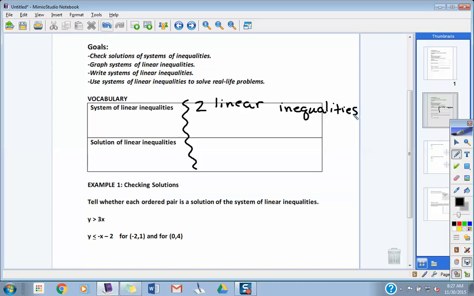Two linear inequalities with two unknowns.